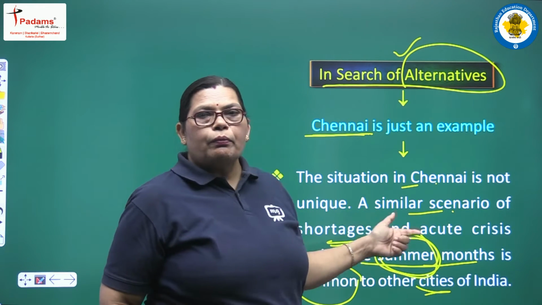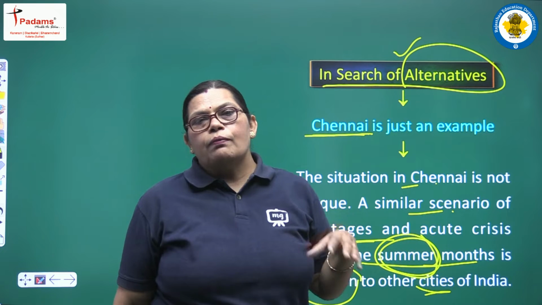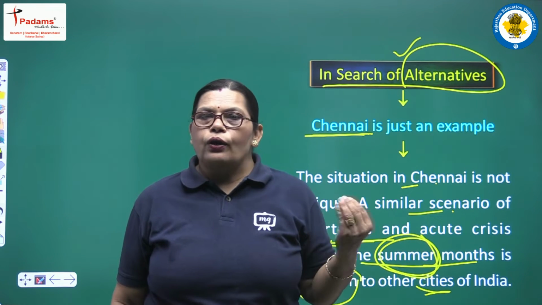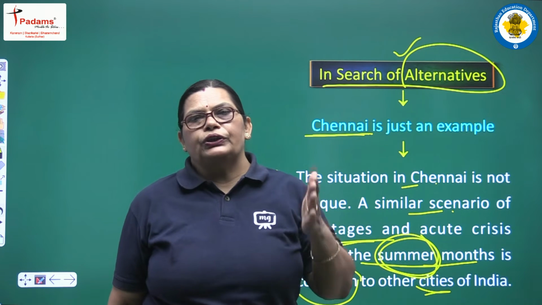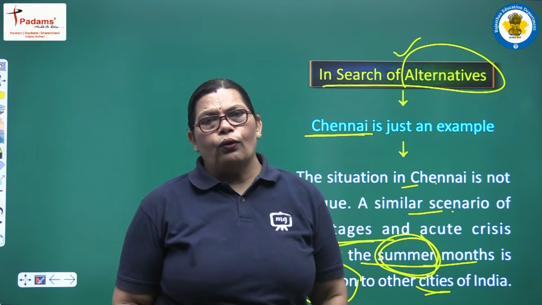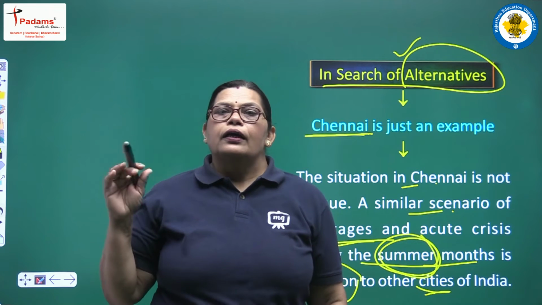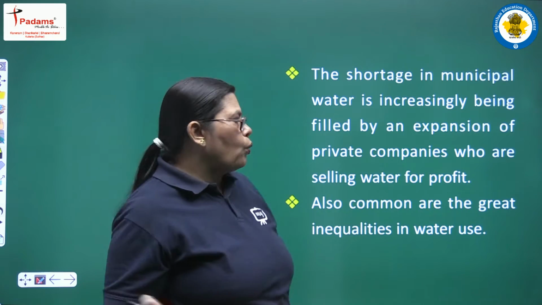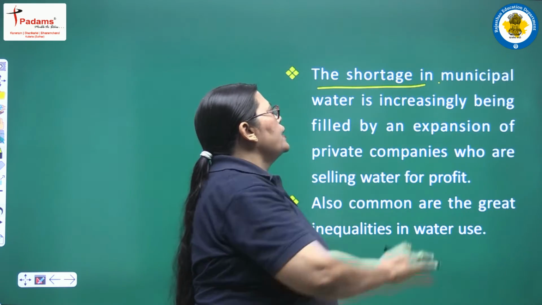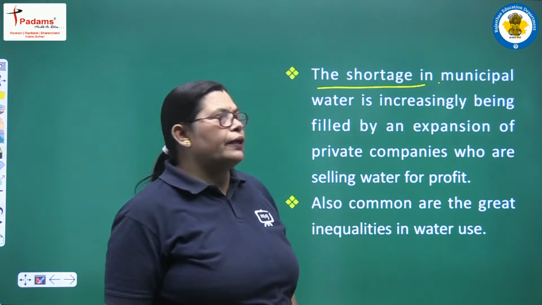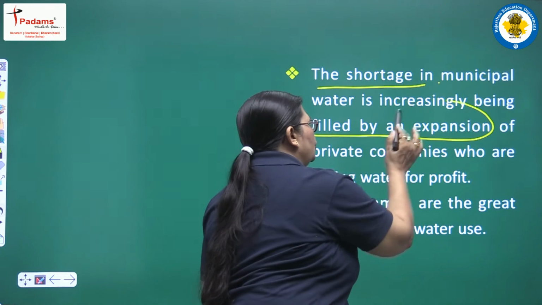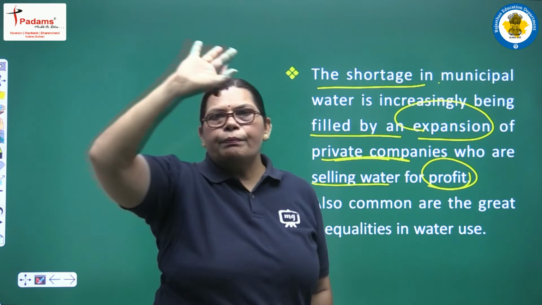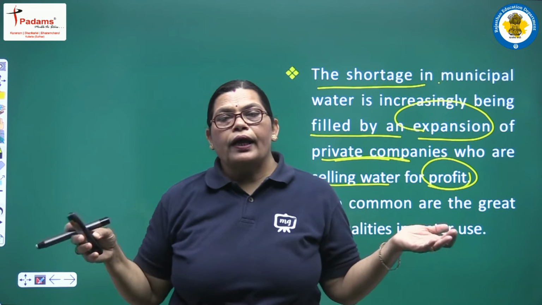So in summer months the supply of water becomes so much minimized, and the citizens, the people, are not getting that much water which is sufficient for their daily use. But again we are saying here that the rich people have no problem at all. Sufficient water supply is there for all of them. The shortage in municipal water is increasingly being filled by an expansion of private companies who are selling water for profit. अब आप यहाँ पे रियल सिचुएशन समझिए बच्चों, हो क्या रहा है?